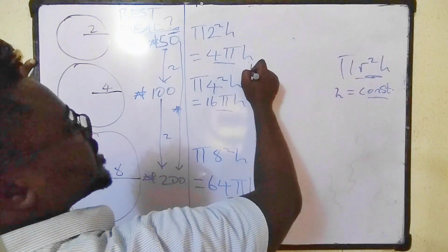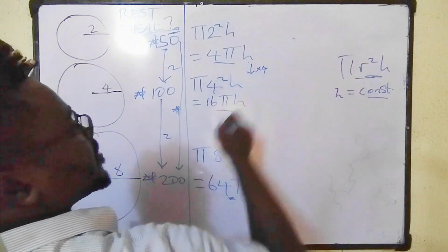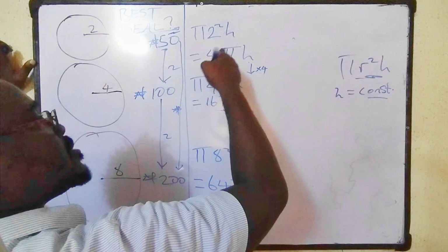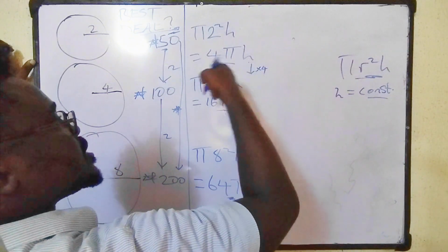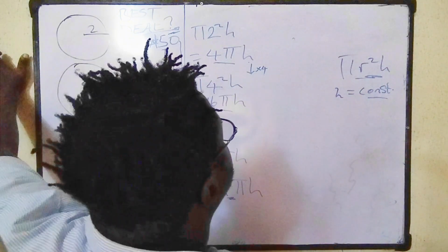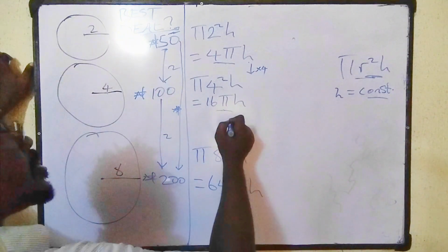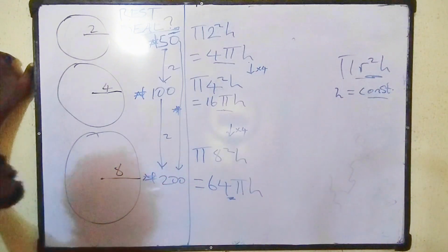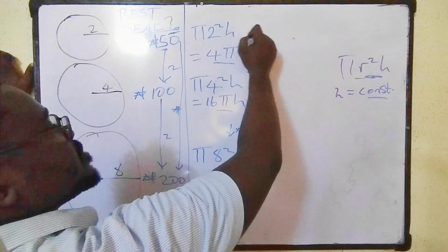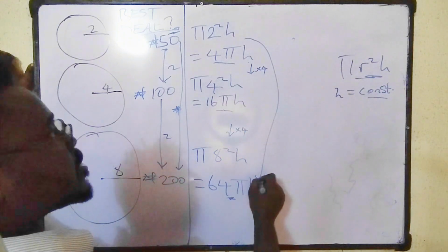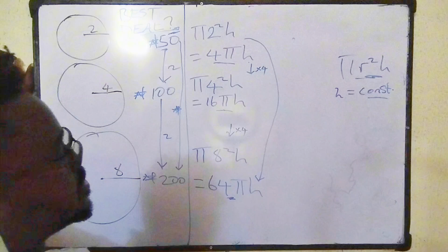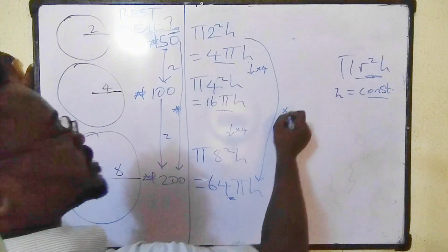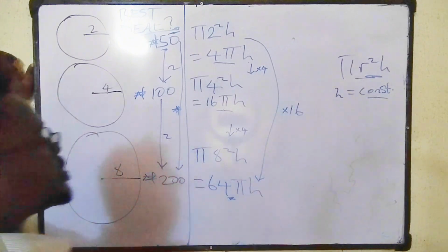Meanwhile for the volume, from the first to the second is times 4, because 4 times 4πh will give you 16πh. And from the second to the third is also times 4. Meaning that from the first to the last gives you times 16.